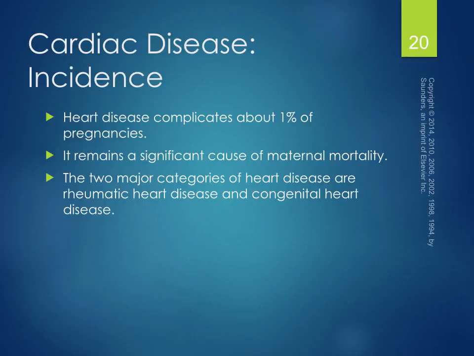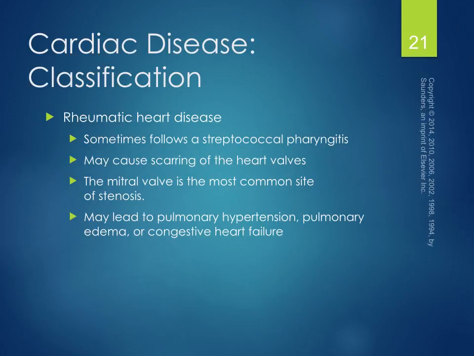Cardiac disease. Cardiac disease complicates about 1% of pregnancies. It remains a significant cause of maternal mortality. Two major categories of heart disease are rheumatic heart disease and congenital heart disease. Some classifications, again, going back to that rheumatic heart disease, sometimes follows a diagnosis of streptococcal pharyngitis, which occurred in childhood.